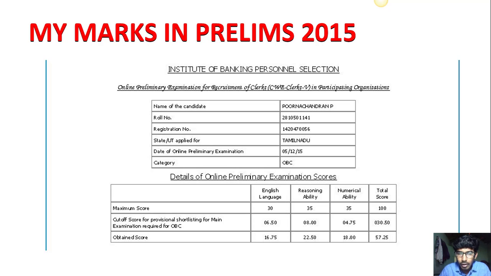I have cleared all the sectional cutoffs, okay, and the total score I got was 57.25, and they have also mentioned the overall cutoff for prelims is 30.5. I crossed that mark also, so I passed this exam, okay. Is it clear? In prelims you need to clear two cutoffs. First one is the sectional cutoff and the second one is the overall cutoff, okay.